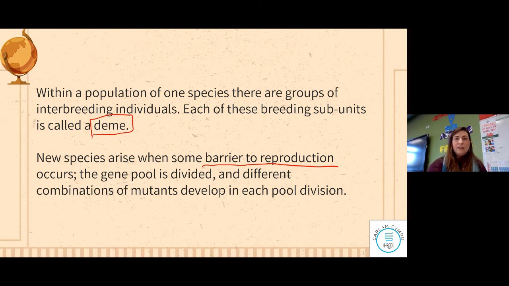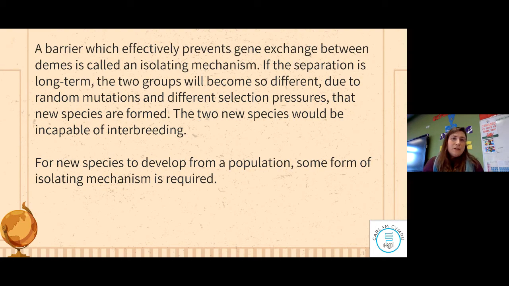So let's look at the barrier to reproduction. A barrier which effectively prevents gene exchange between them. So these demes, where they are interbreeding, something happens which prevents them from exchanging genes with one another, and it's called an isolating mechanism. If the separation is long term, the two groups will become so different due to random mutations and different selection pressures that a new species is formed, and that's what I was explaining with the tortoises.